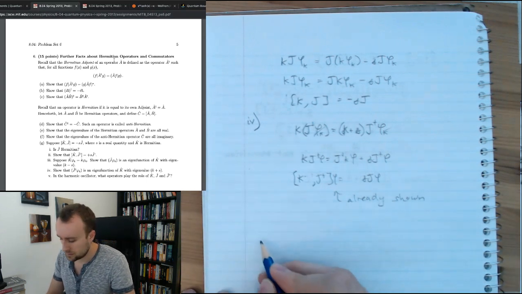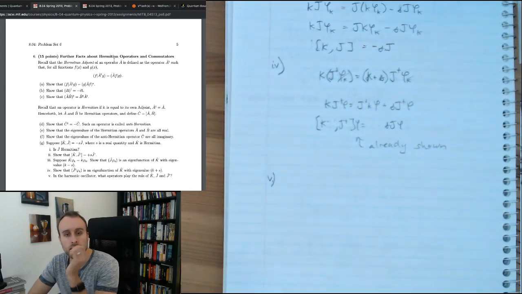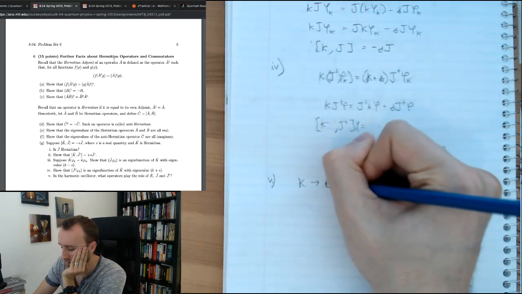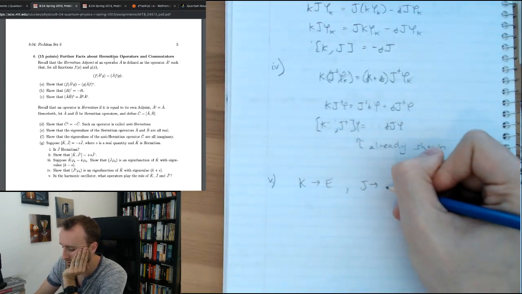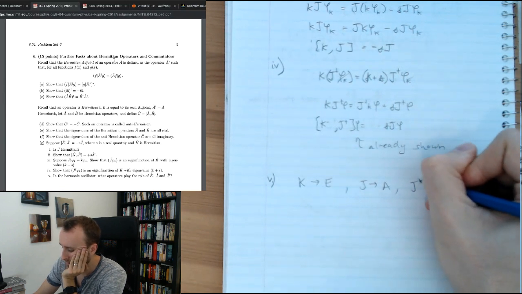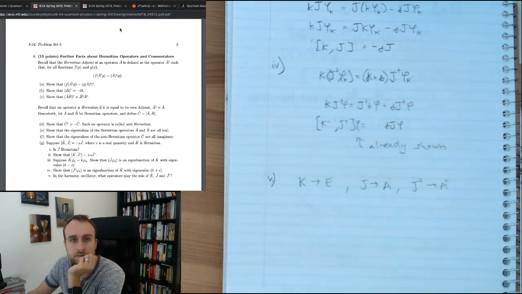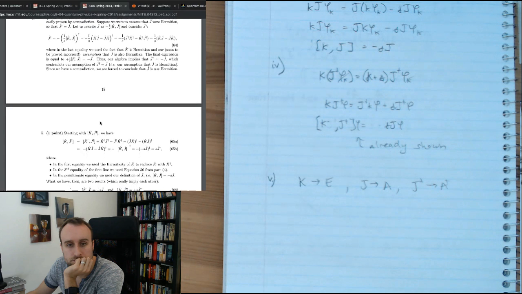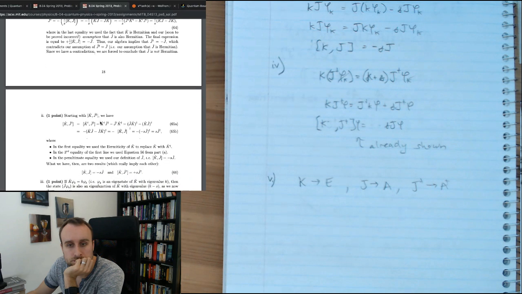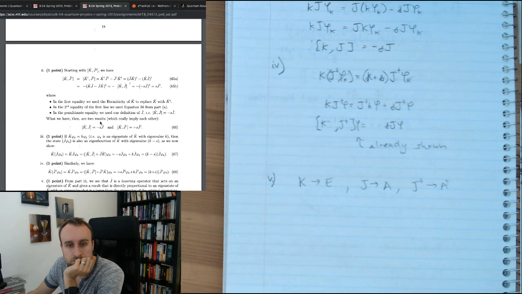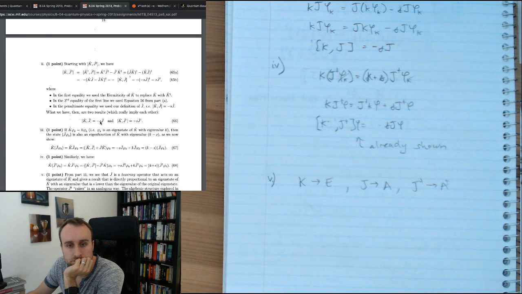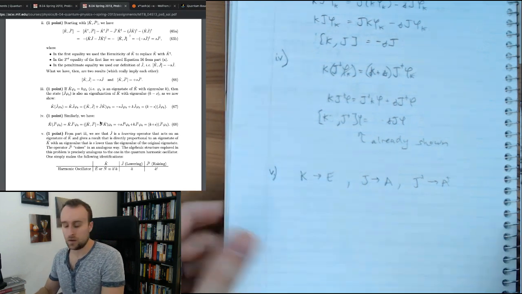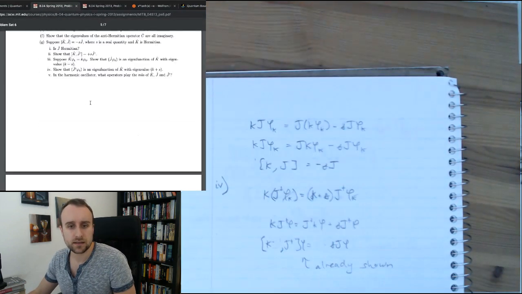And what's the last one? In the harmonic oscillator, what plays the role of this, this, and this? K is obviously E. J is obviously A. And G. All right. Okay. All right, I think that's the end of this problem set.